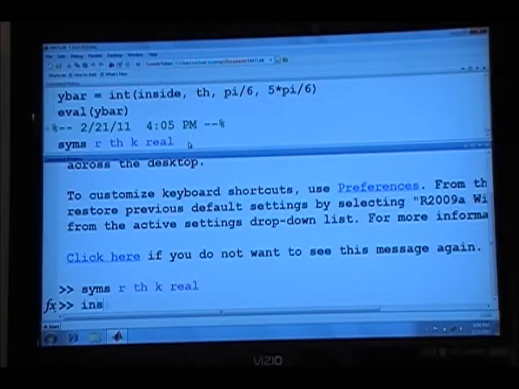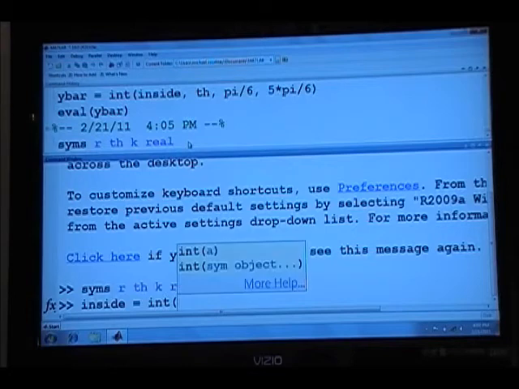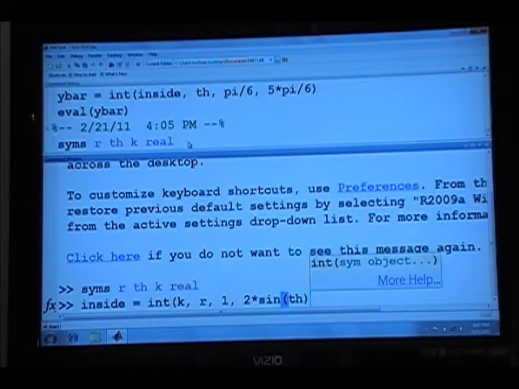We want to first work the inside integral for the mass, and we're going to use the int command. The integrand in this case is k, and it's over the variable r, and r goes from a minimum value of 1 to a maximum value of 2 times sine of theta.